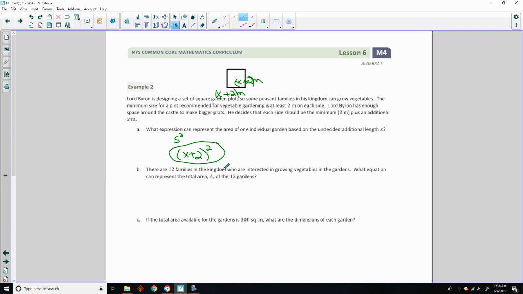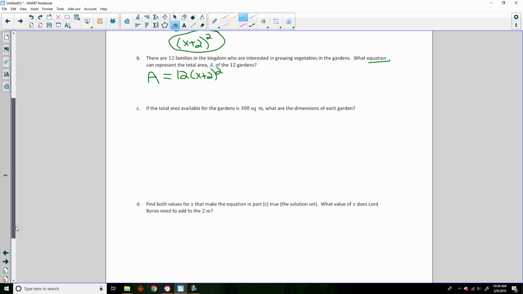There are 12 families in the kingdom who are interested in growing vegetables in the gardens. What equation? Equation, so there's going to be an equal sign. Can represent the total area A. So area A equals 12 people times the number of squares, and then area of the squares is x plus 2 squared. Okay, so there's our equation. Area equals 12 times x plus 2 squared.